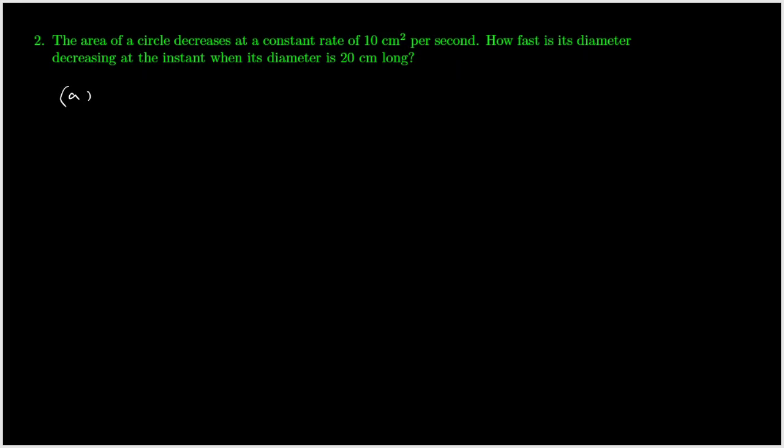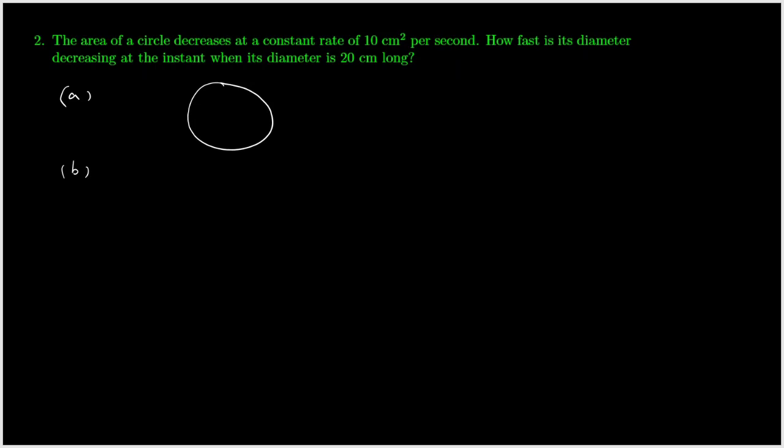Step A, you draw a sketch, a circle, right? Now step B, again, identify the quantity for which you are given the rate of change, the area of the circle, and also identify the quantity for which you are looking for the rate of change. It's the diameter of the circle, right?